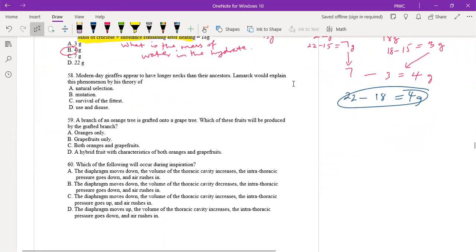And then 58. Modern day giraffes appear to have longer necks than their ancestors. Lamarck will explain this phenomenon by his theory of use and disuse. He was saying that the giraffes used their necks, stretching them to get food on trees. By stretching and using their necks, they ended up having long necks that they pass on to other organisms. That was his theory: the more you use it, the more you develop that structure, according to him.